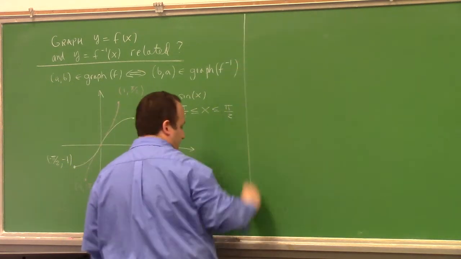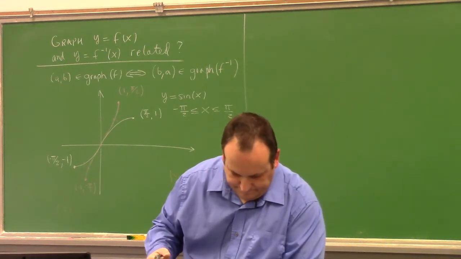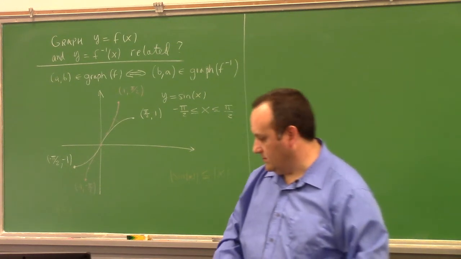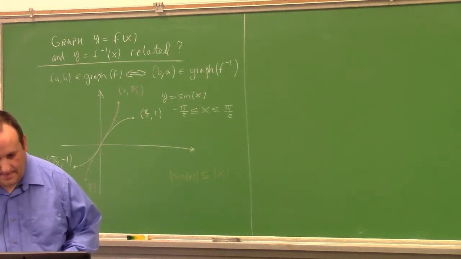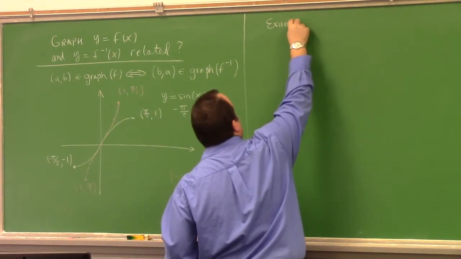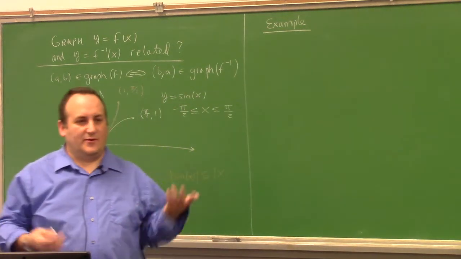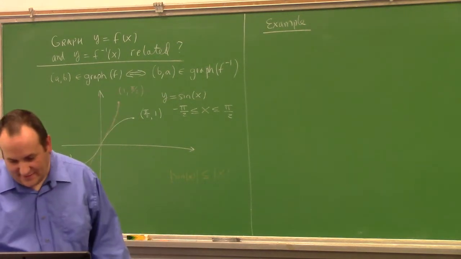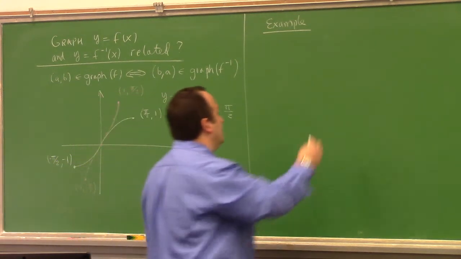All right, so let's look at an example. Now that we know inverse functions are continuous, let's look at an example. So here's the question. Does inverse tangent of x equal minus cosine of x?